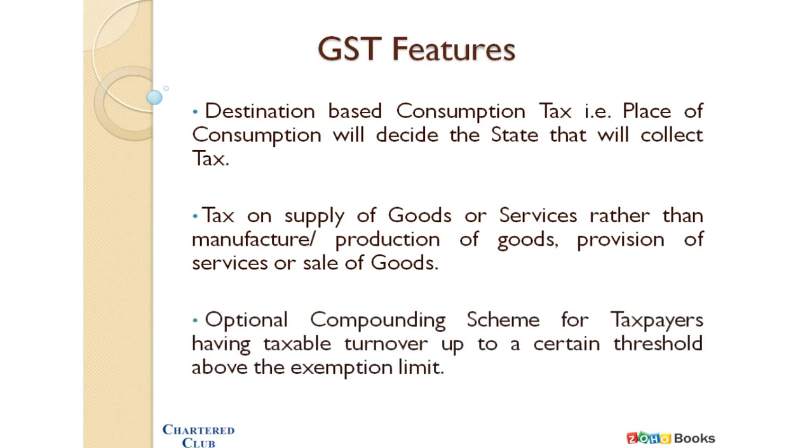There is also an optional compounding scheme for taxpayers having taxable turnover of a certain threshold. Say for example, there is a retailer. Now, retailers don't collect the indirect taxes. In fact, in most of the cases, they don't even do the billing. So, so as to get these people under the purview of GST, there is an optional compounding scheme which says that if the value of goods sold is less than 50 lakhs, you would only be required to pay a nominal GST of 1% to 3%. The exact rate has not yet been decided. It is expected to be in the range of 1 to 3%.